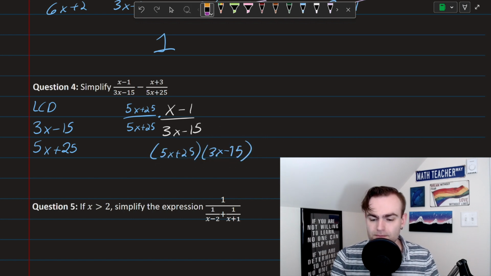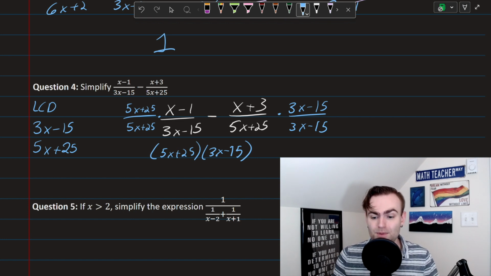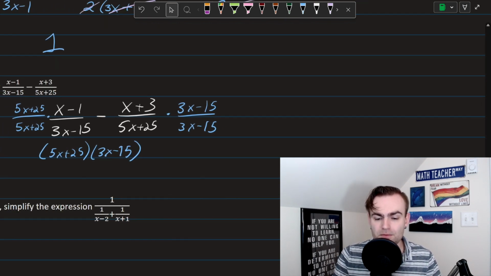Likewise, I'm going to rewrite this fraction here in white. And I'm going to multiply this one, numerator and denominator, by its missing factor, which would be the 3x minus 15. So multiply 3x minus 15, 3x minus 15. Now we get to distribute. So hopefully you've been practicing your distribution skills.